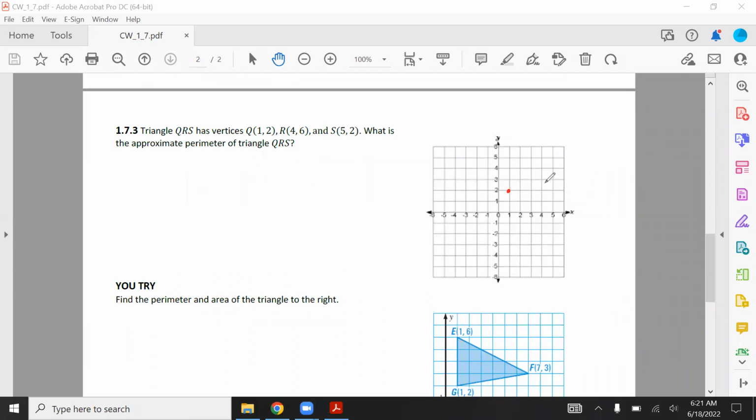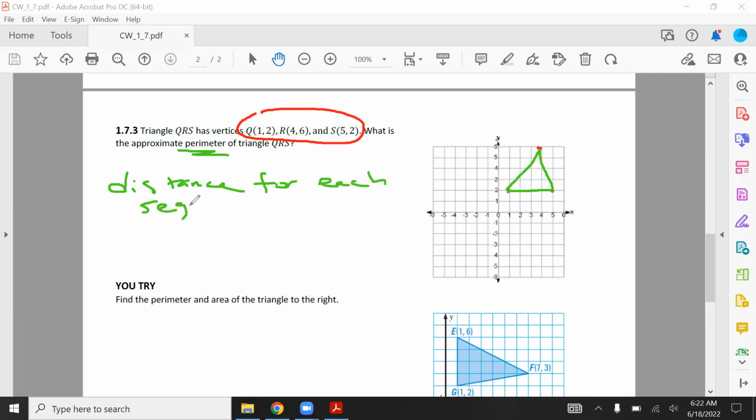1 comma 2, 4 comma 6, 5 comma 2. So you've got to plot the points. There you go. Just to find the perimeter. Now, that's going to be a little tricky, because it means you need to get the distance for each segment.